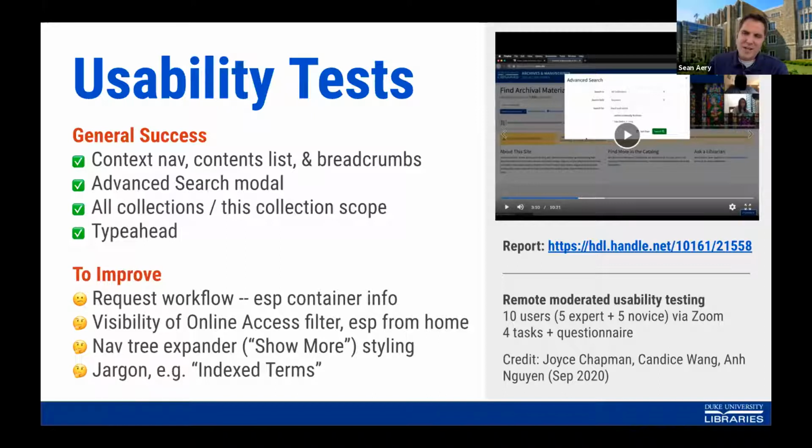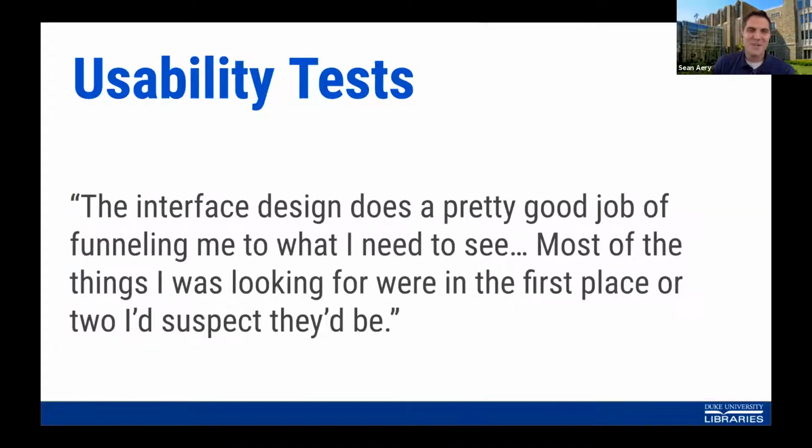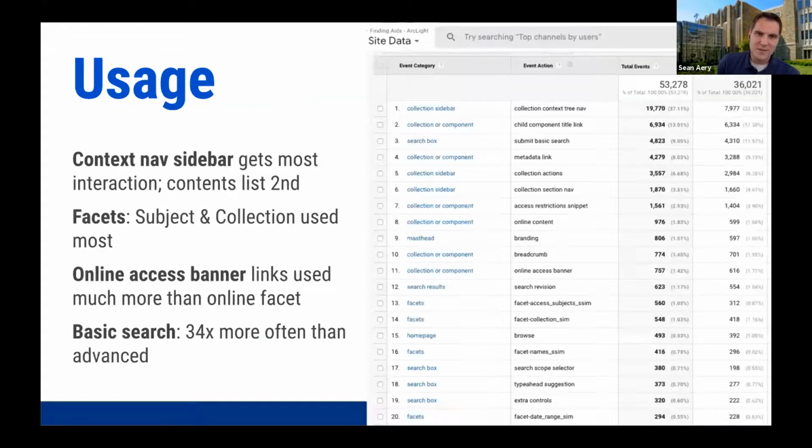This is not really a particularly ArcLight-specific problem, more to do with just a Duke problem. But this was a pretty representative quote from one of the usability test participants: the interface design does a pretty good job and it funnels me to what I need to see. Most of the things I was looking for were in the first place or two that I suspected they would be. So we're really happy with how that turned out.